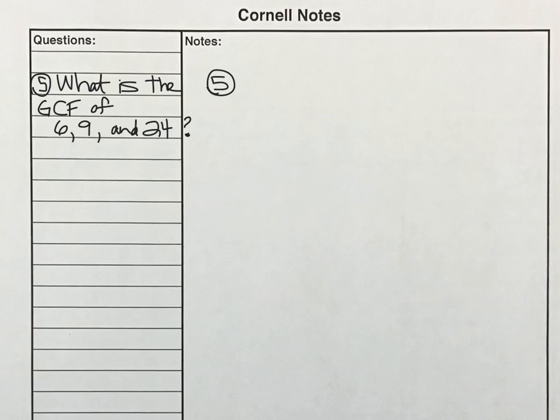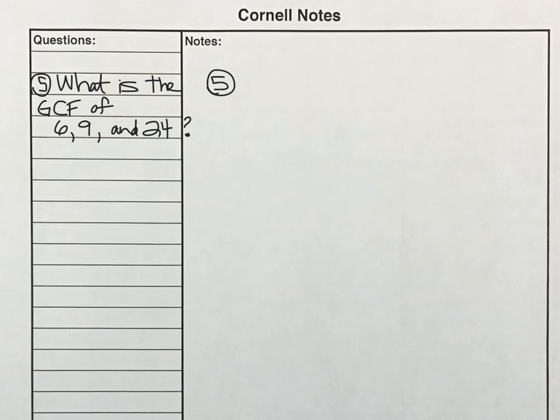Now flip your paper over and go to the back. On the back side, we're going to do some more practice with finding the GCF of some basic number terms. But this time we're going to do it using 3 numbers instead of 2, so that we can see what happens when we have more than 2 terms and we're looking for their largest common factor. The next question asks, what is the GCF of 6, 9, and 24?